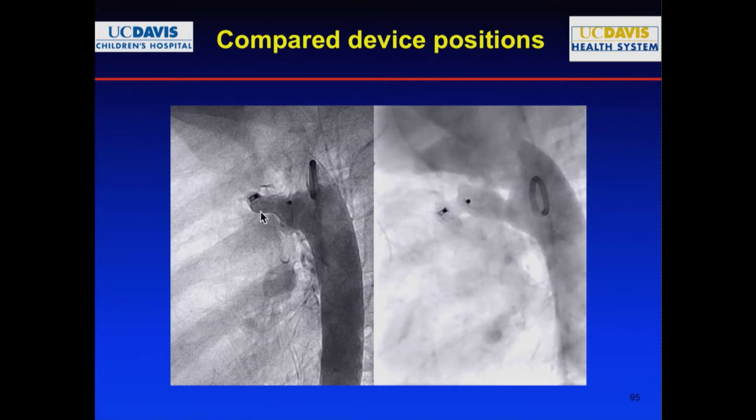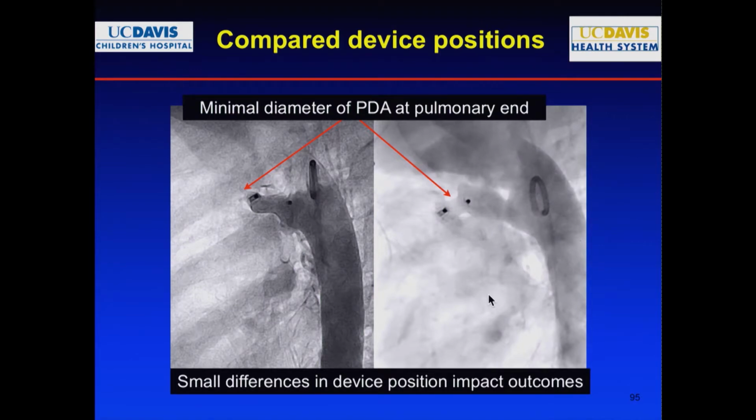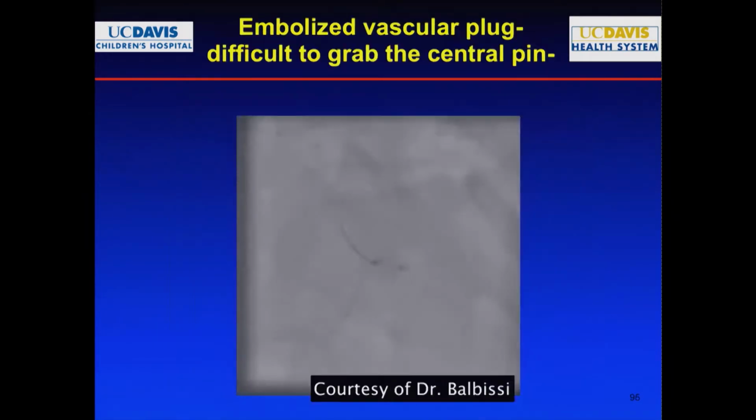So here's the first device, and here's the second. If you look at the arrows here, this is where the pulmonary entrance is. Here, the device is not even on the pulmonary side. It's still all in the ductus. You can imagine this can easily fall back in. So you got to get a piece of that device onto the other side where you have it in the MPA. Again, we're talking about a few millimeters difference, but those few millimeters can impact the outcome. So again, pay attention to millimeters. You got to be really detailed with the small details.